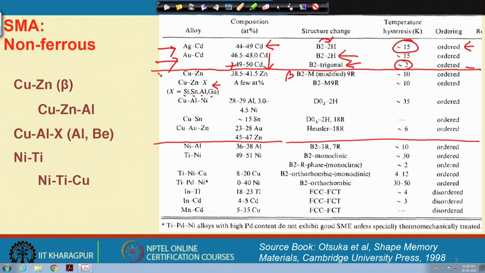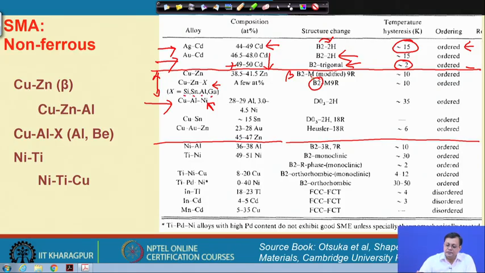So, this is one very interesting copper based alloy system, whereas the second interesting copper based alloy system is copper aluminium, and here we purposely add nickel for some specific reasons. We will discuss in detail, do not worry. In the case of copper zinc, the parent austenite has a B2 structure, whereas the martensite has a modified 9R type of structure.